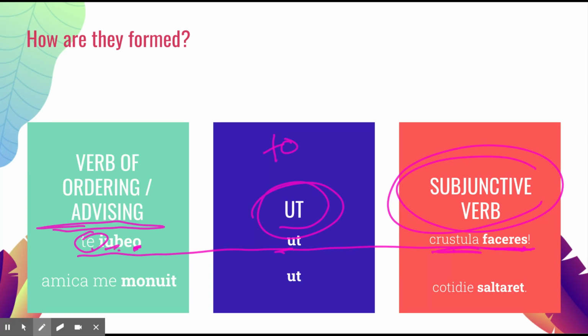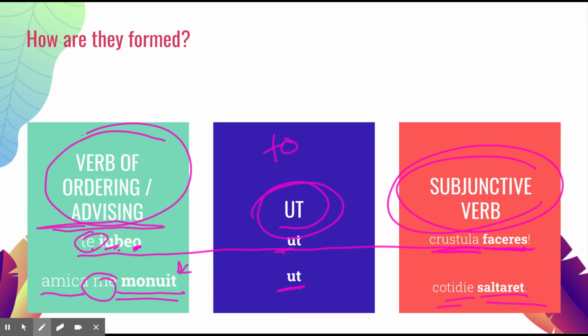Amica me monuit. Right here, monuit, this is my verb of ordering or advising. So who is advising me? My friend advises me to, because I know that this is an indirect command, I know because I have a verb of ordering or advising here. So my friend advises me to dance every day. So now we get to see a new way we get to use ut. We'll see it with a purpose clause, and we'll also see it in an indirect command. But remember, the difference is that you're now going to have in your main clause a verb of ordering and advising, and that in turn changes how we translate this ut.